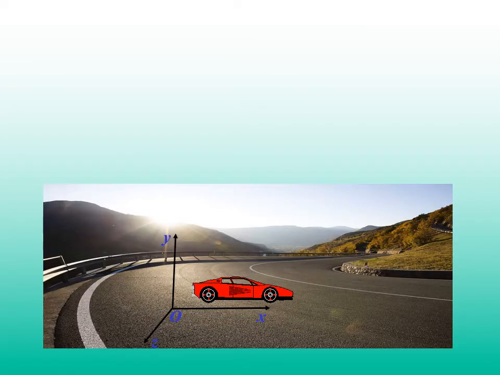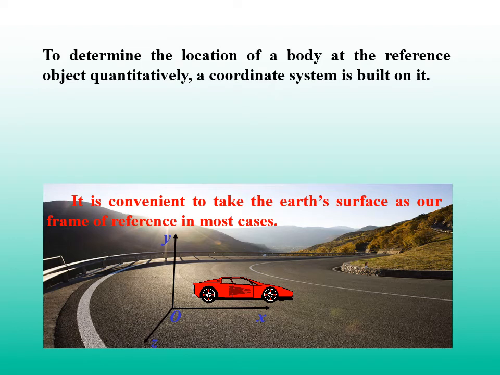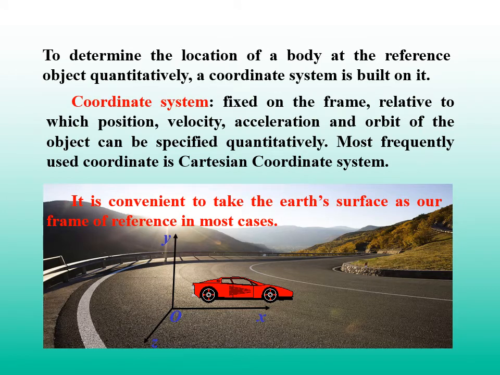To determine the location of an object quantitatively, a coordinate system is built on the reference frame. As a coordinate system is fixed on the frame, the position, velocity, acceleration, and orbit of the object can be specified quantitatively. The most frequently used is the Cartesian coordinate system, or rectangular coordinate system. In most cases, we take the Earth's surface as the frame of reference for observation of motion.